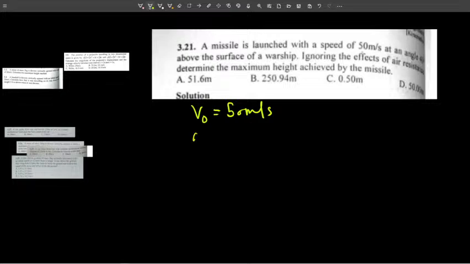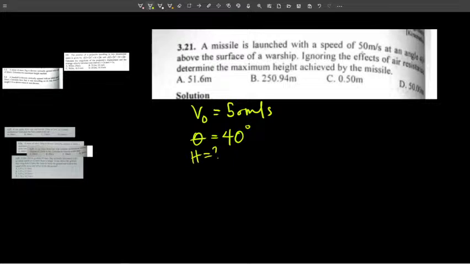So a missile is launched at a speed of 50 meters per second. So V naught is 50 meters per second, at an angle of, what's the angle here? I think it's 45 degrees. So theta is 45. Is it 45 or 40? That's 40. So 40 degrees above the surface of a warship. You determine the maximum height. So this is maximum height h.